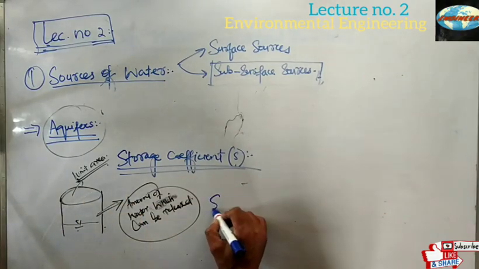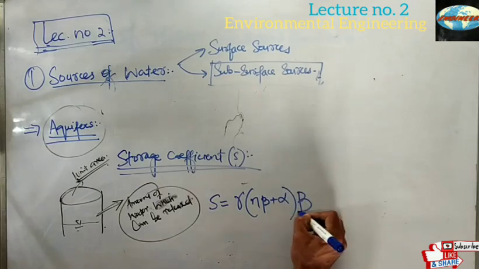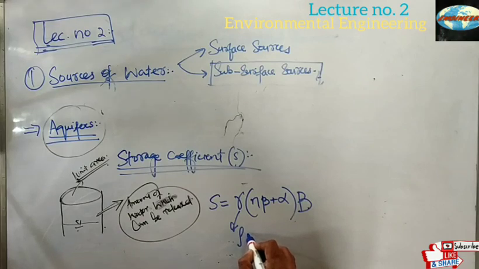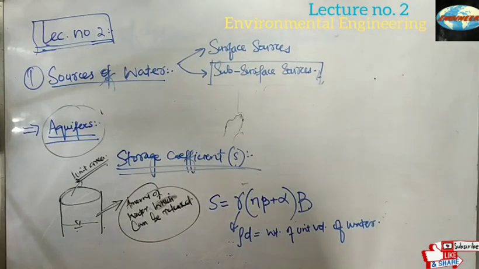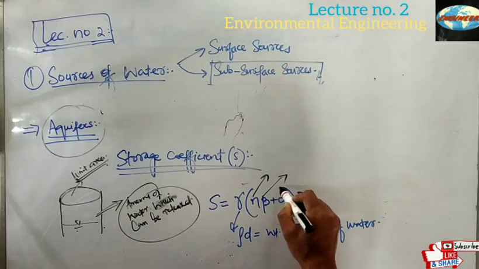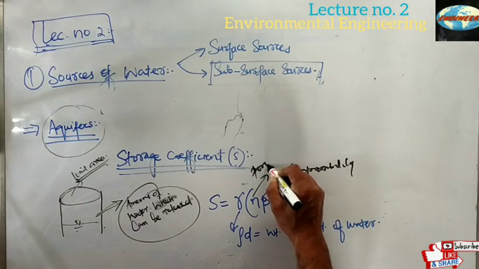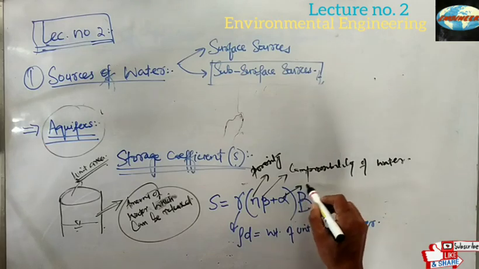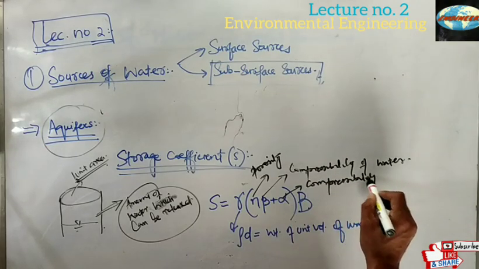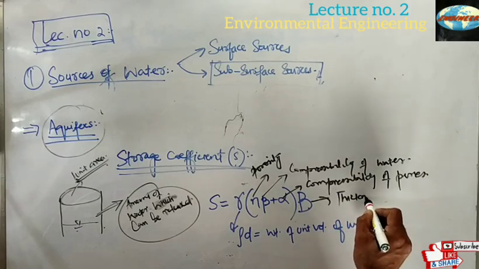So the storage coefficient equation is given by S is equal to gamma n beta plus alpha into B. Now this gamma is obviously rho into g, that is the weight of unit volume of water. n is the porosity. Beta is the compressibility of water. Alpha represents the compressibility of pores. And B is the thickness of the aquifer.